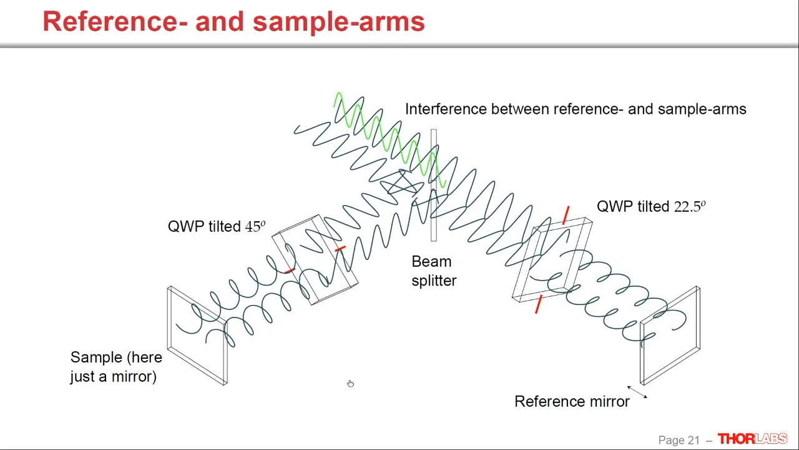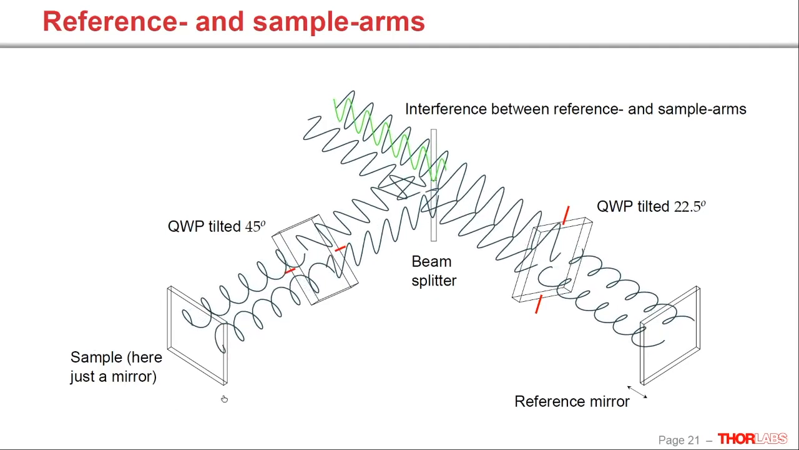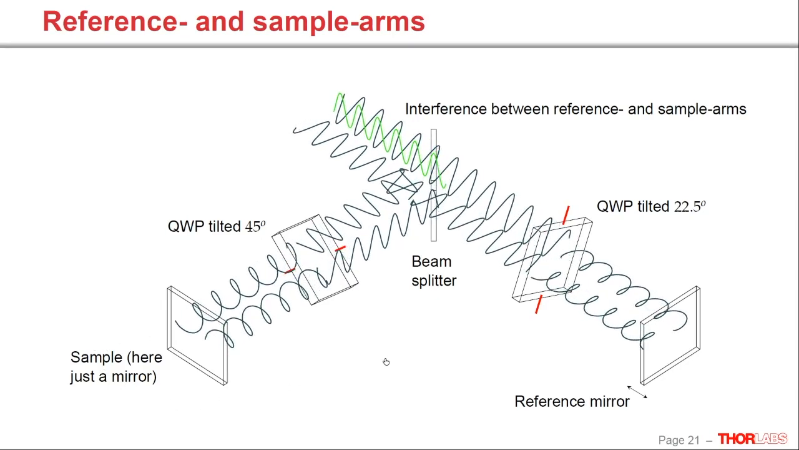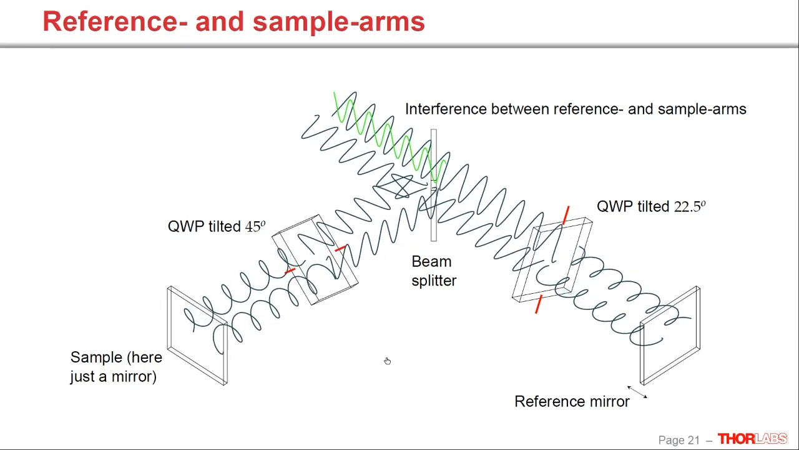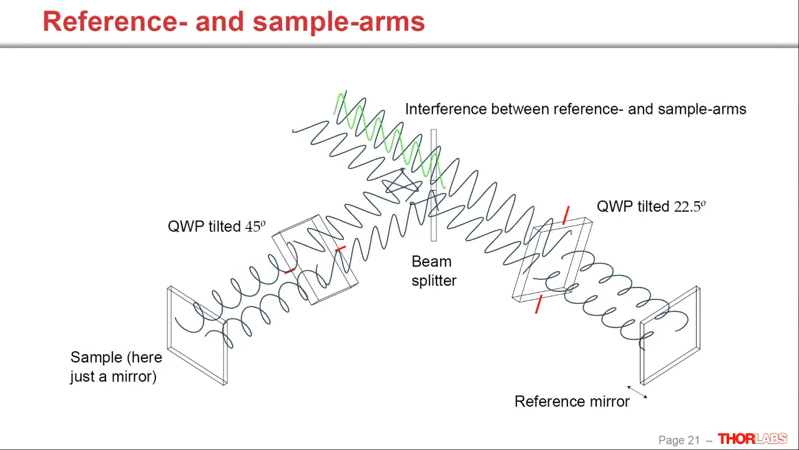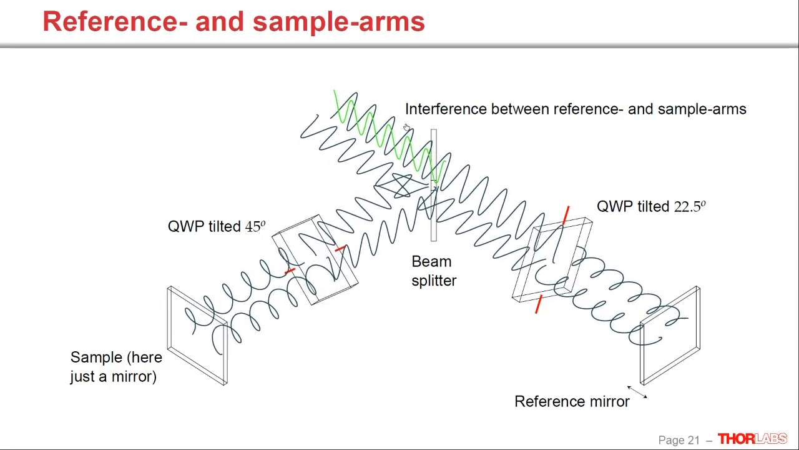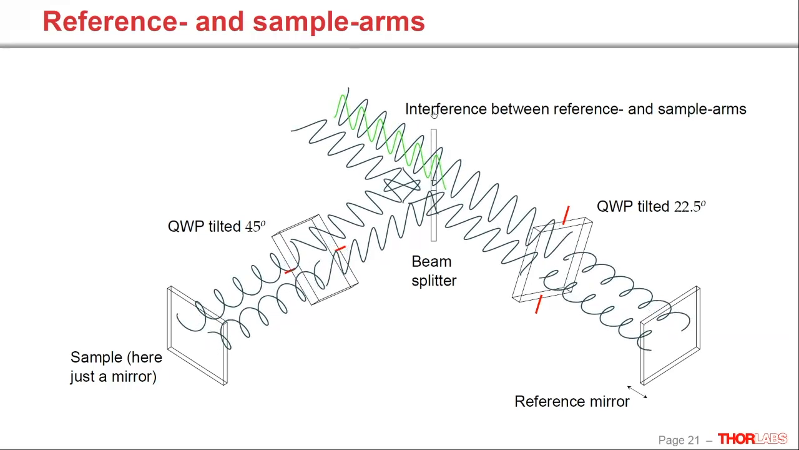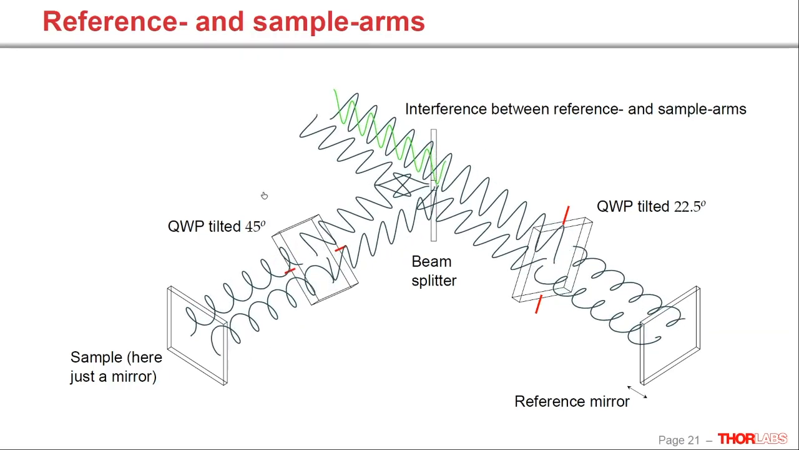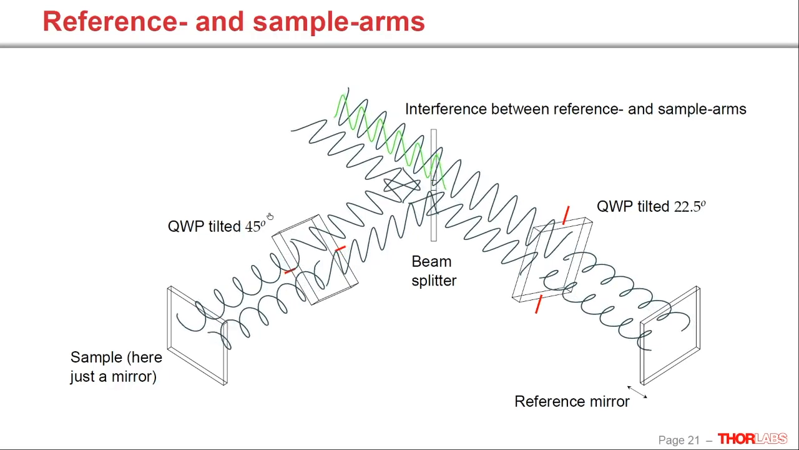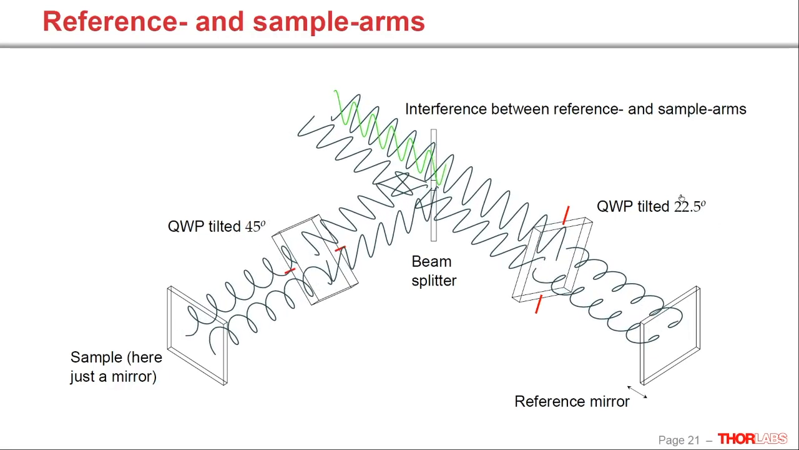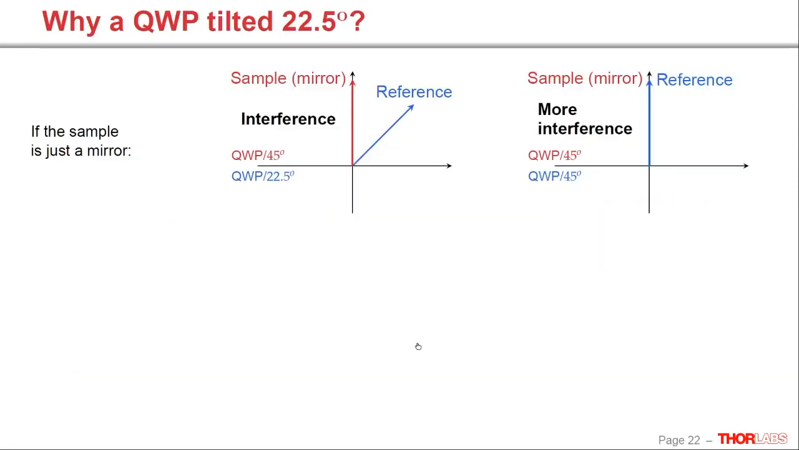In this case, I'm using a sample that is just a mirror. A more complicated sample will come right afterwards. Now, the thing is how this interference pattern is built. And actually, one question that comes here is why do we have a 45 degrees tilted quarter plate and another one at 22.5? So the situation that we have here is the center is at the top, and then the reference is at 45 degrees, and emerges on the sample at 90 degrees.